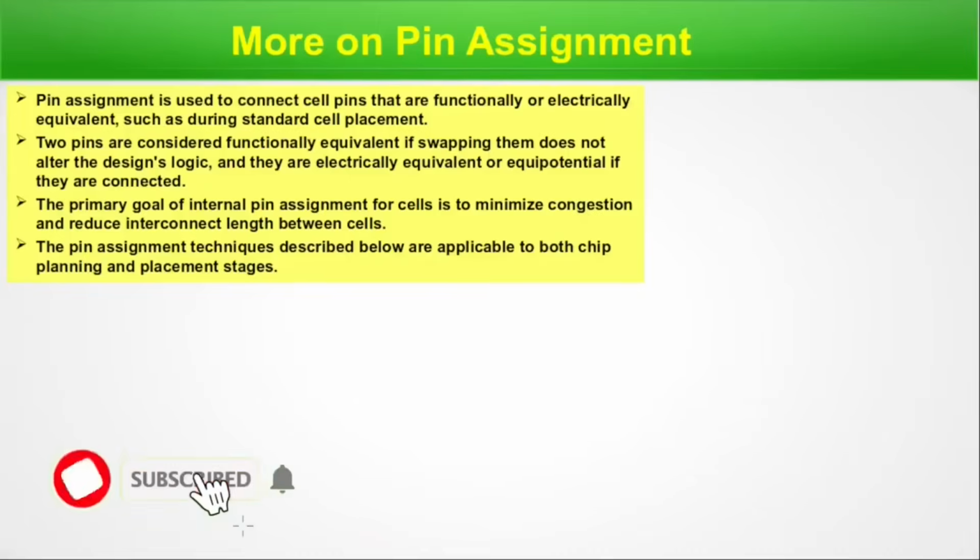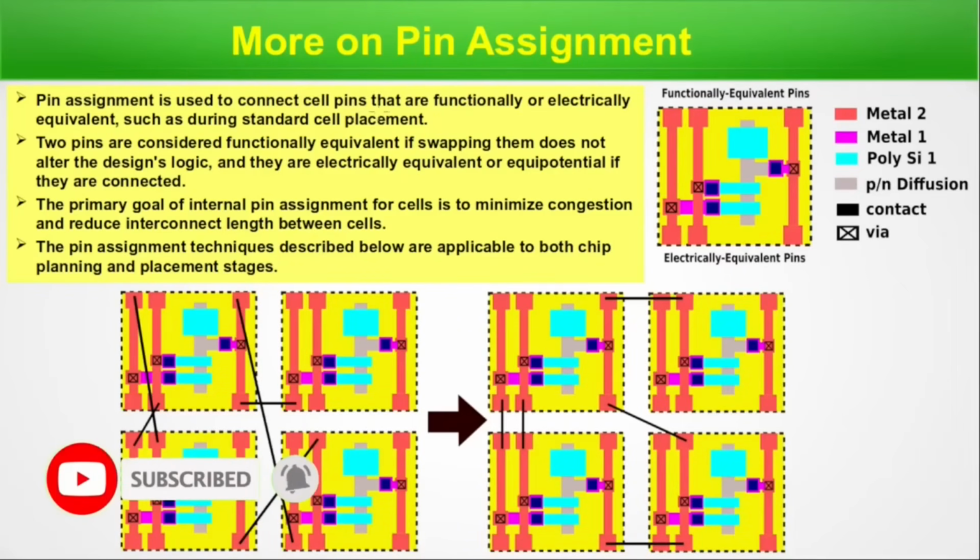More on pin assignment. Pin assignment is used to connect cell pins that are functionally or electrically equivalent, such as during standard cell placement. Two pins are considered functionally equivalent if swapping them does not alter the design's logic, and they are electrically equivalent or equipotential if they are connected. If swapping these two pins doesn't change any kind of logic, then they are equivalent.